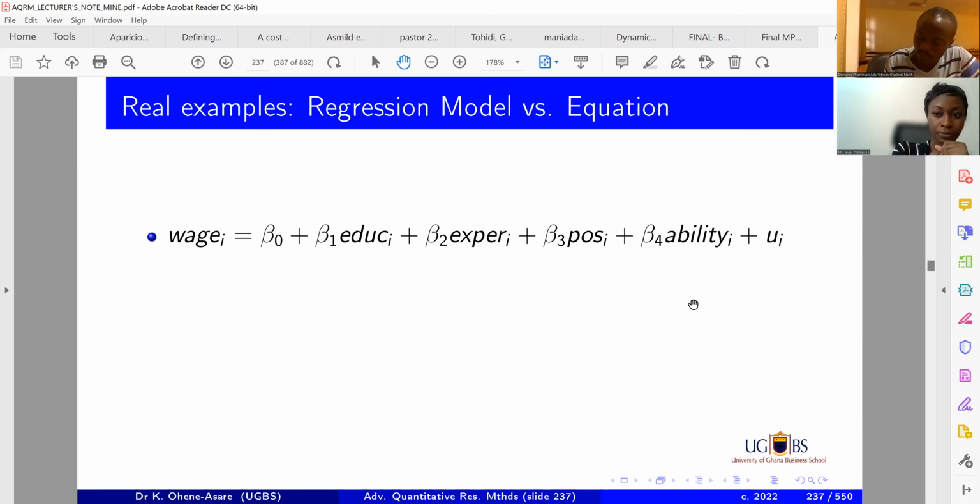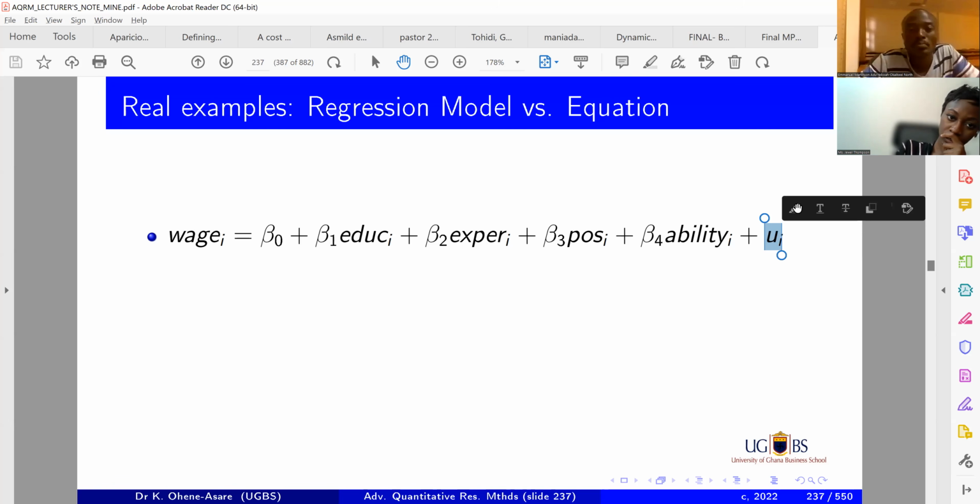So let's take a typical example. The wage, your salary. It is affected by education. It is affected by experience, by your position. Your position will determine the wage that you get, and also your ability. But of course, there are other factors that should have been accounted for. But ladies and gentlemen, yours is to tell me what could be the other factors that can affect the wage but have not been captured here.